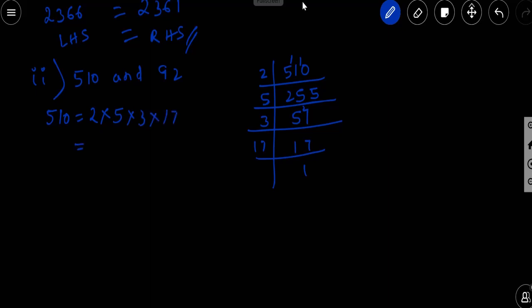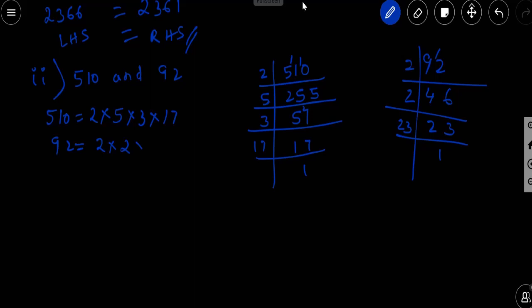This is the prime factorization of 510. Now we will find it for 92. 92 is easily divisible by 2. So 2 fours are 8, it becomes 12, 2 sixes are 12. Next it is again divisible by 2. 2 twos are 4, 2 threes are 6. Then 23 is a prime number, so it is not divisible by any other number, only by itself. So 23 once. So 92 can be written as 2 into 2 into 23. This can also be written as 2 to the power of 2 into 23.